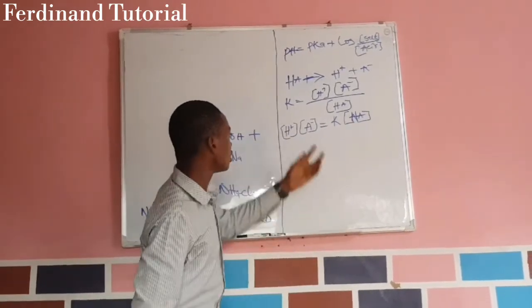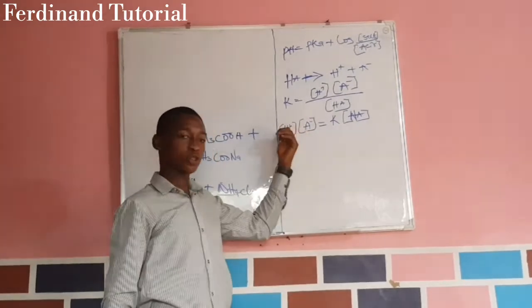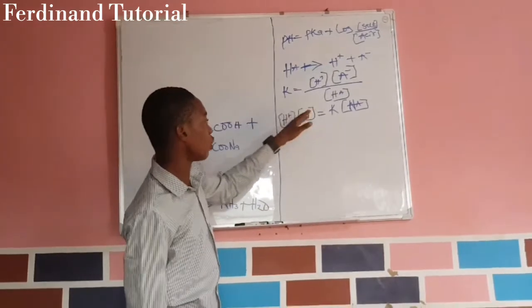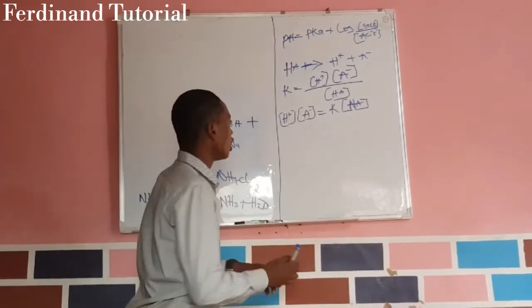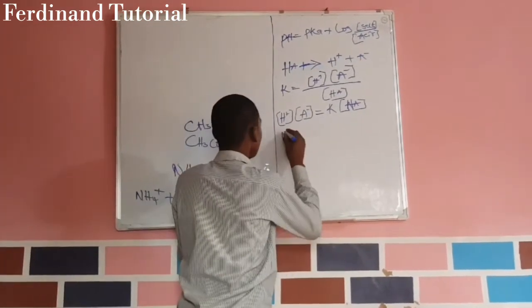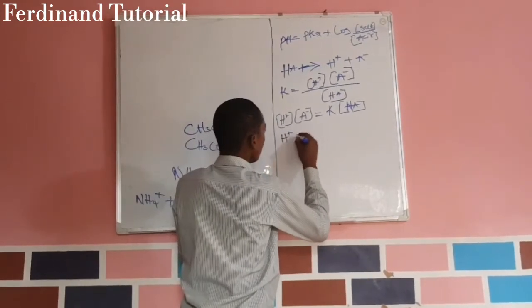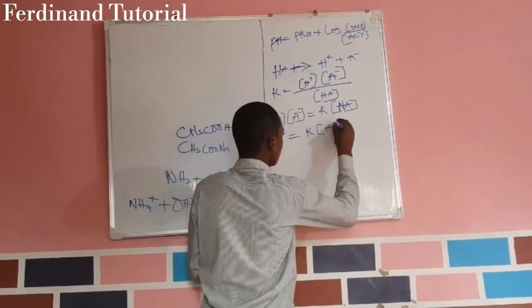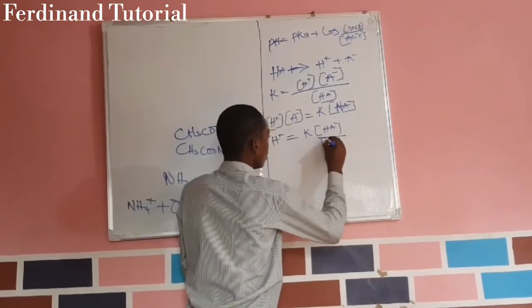Now, having seen this, we'll divide by the coefficient of H plus, which is A minus. We want to make H plus stand alone. We divide by the coefficient of H plus, which is A minus. Now dividing, we have that H plus will be equal to K times HA over A minus.